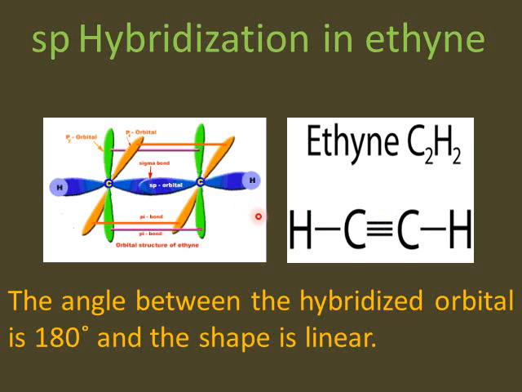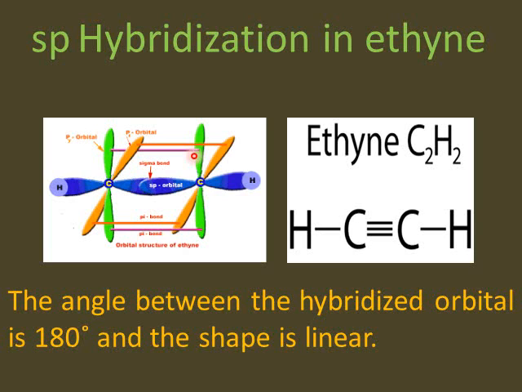Here is an example. This is our central atom, carbon, and carbon is forming 1 bond with a hydrogen atom and 1 with another carbon. This is sp hybridization. The remaining 2 orbitals, py and pz, will overlap with each other. Py of the first carbon will overlap with py of the second carbon to form a pi bond.